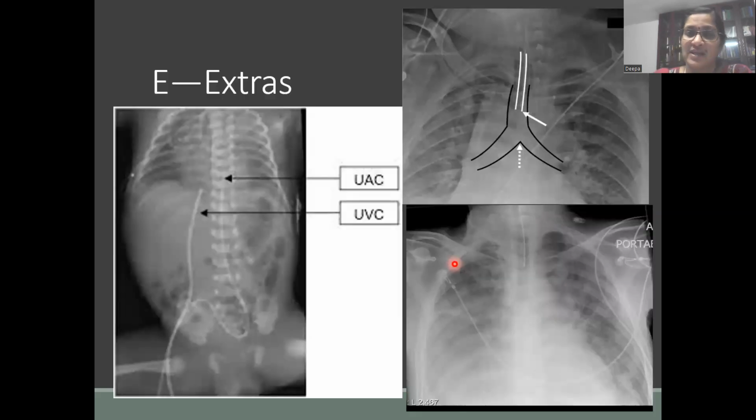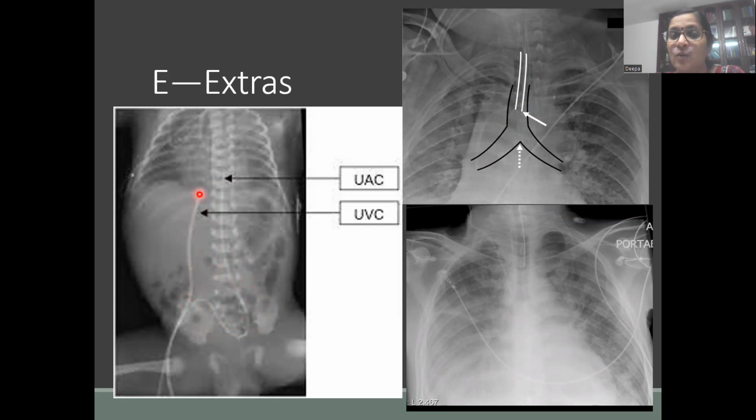Now, E stands for the extras. The extras include the tubes and the lines. So the position of the endotracheal tube, the normal position is somewhere between the T1 to T2 vertebrae, and the lines, if you can see, the umbilical arterial line and the umbilical venous line. The umbilical venous line usually lies to the right of the vertebral body, and one point of difference between the umbilical arterial line and umbilical venous line is that the UAC, after its insertion, tends to loop down because it has to enter the external iliac artery and then join the aorta. So there is a looping which takes place in the umbilical arterial line, whereas the umbilical venous line goes straight.